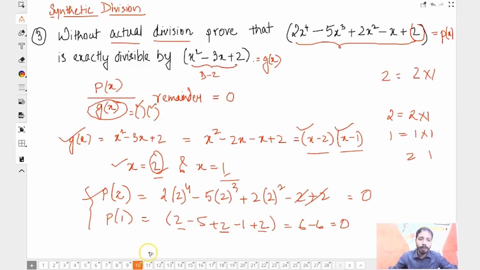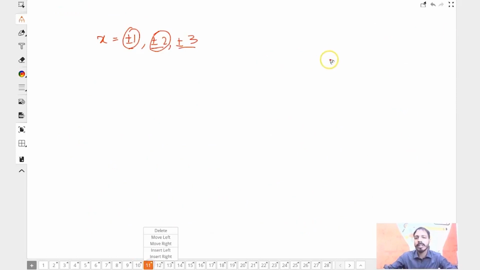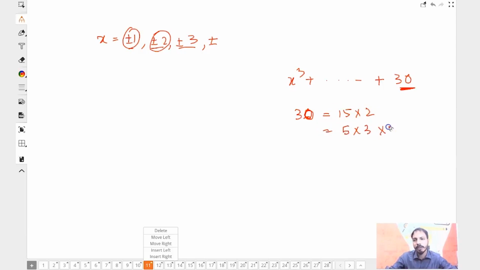What I'm exactly trying to say is, suppose you have a polynomial like x cube plus something something, and the last term is 30. What are the values that you will be checking? Will you check all of them, like plus minus 1, plus minus 2, and so on? No. First of all you need to find the prime factors of 30. 30 can be written as 15 into 2, and further as 5 into 3 into 2. These are the prime factors.